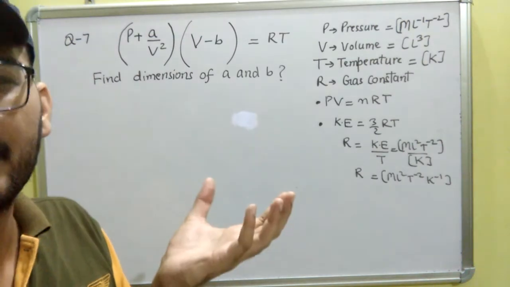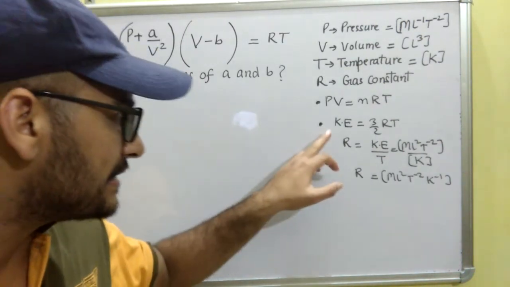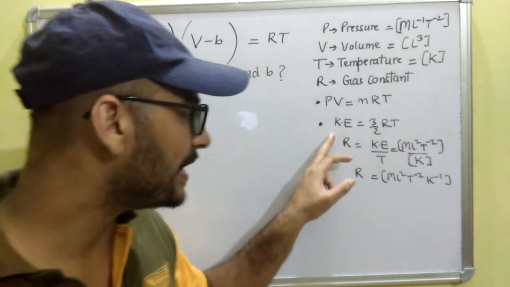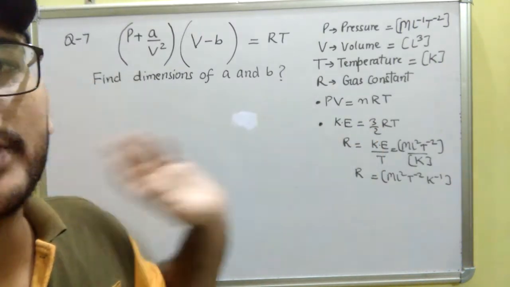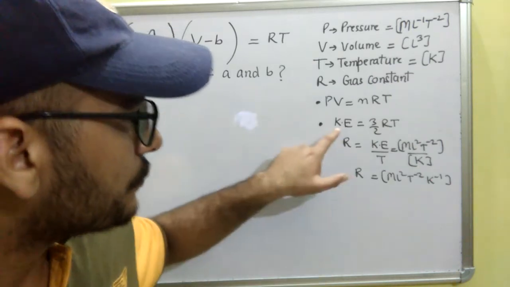Mole, you know, in chemistry first chapter you have already studied that. So this is the kinetic energy of 1 mole of ideal gas. From this formula, it is very easy to calculate the dimension of gas constant. So don't prefer this one, prefer this one. Okay, so I prefer this one.